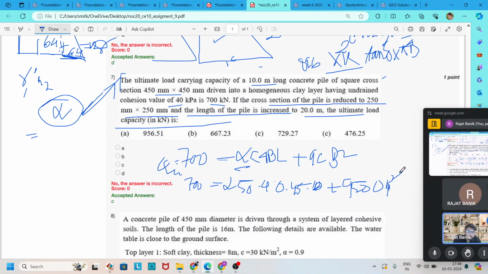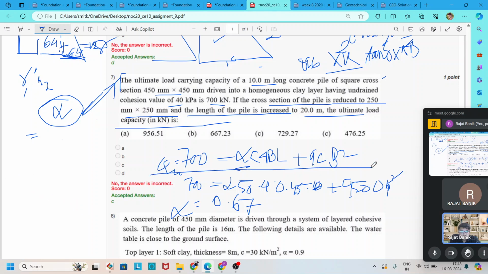So here we find out 700 minus 9 into 50 into 0.45 square divided by 50 divided by 4 divided by 0.45 divided by 10. So the answer, the cohesion factor, is 0.67. Alpha is equal to 0.67.